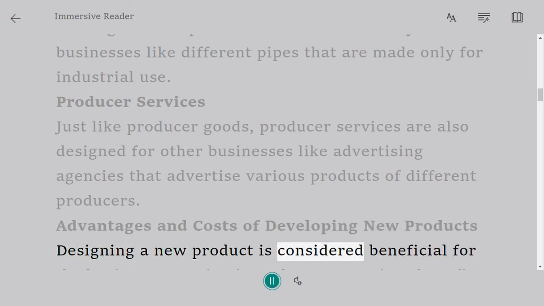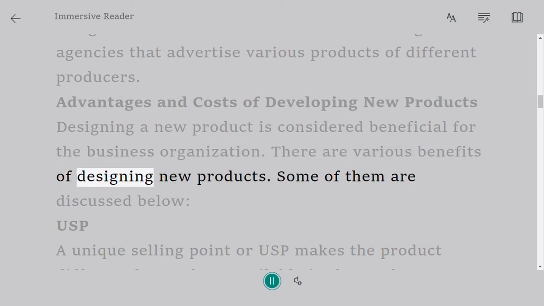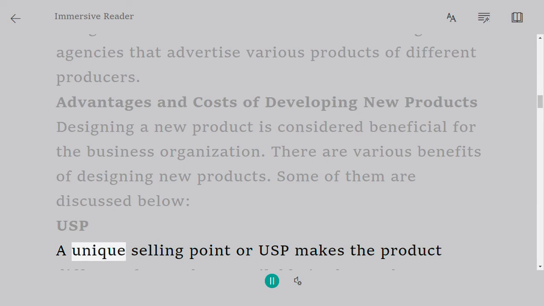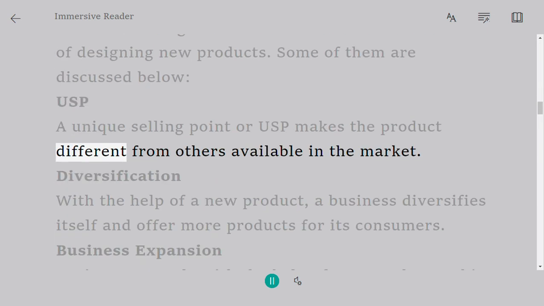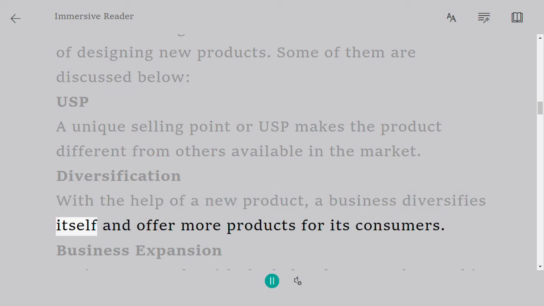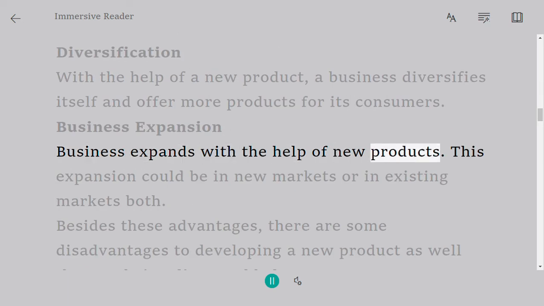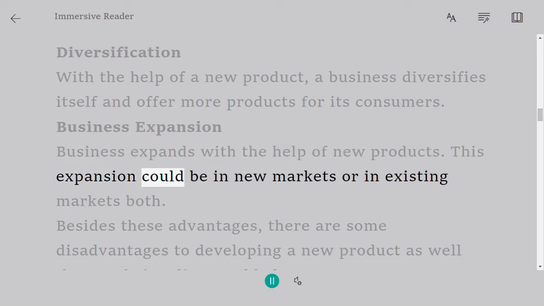Advantages and costs of developing new products. Designing a new product is considered beneficial for the business organization. There are various benefits of designing new products. Some of them are discussed below. USP. A unique selling point or USP makes the product different from others available in the market. Diversification. With the help of a new product, a business diversifies itself and offers more products for its consumers. Business expansion. Business expands with the help of new products. This expansion could be in new markets or in existing markets, both.